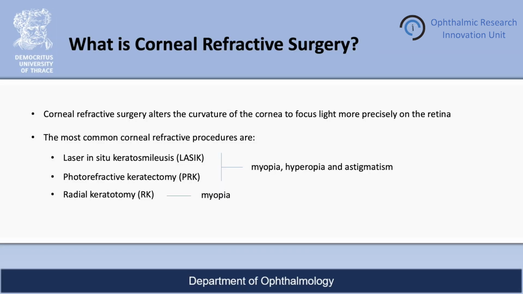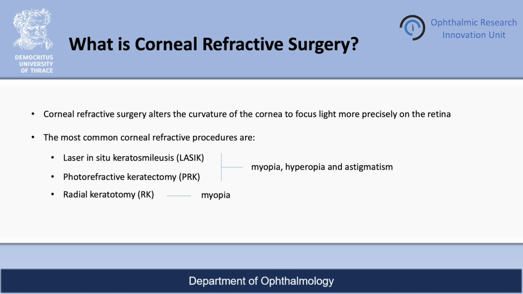Corneal refractive surgery alters the corneal curvature to focus light more precisely on the retina. The most common corneal refractive procedures are laser in situ keratomileusis, photorefractive keratectomy, and radial keratotomy. LASIK and PRK are used to treat myopia, hyperopia, and astigmatism.